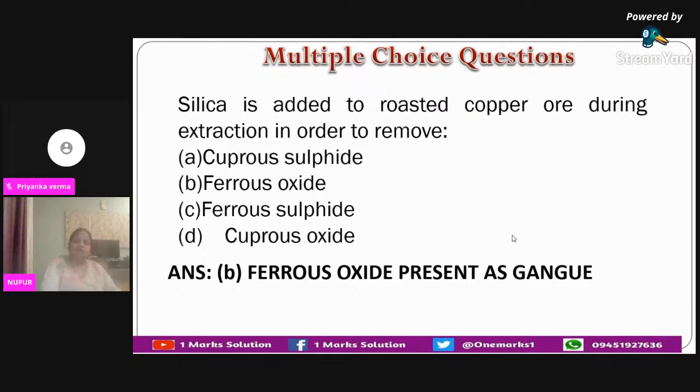So we introduce you to the next term, that is gangue, and gangue is the impurity that is present along with the ore. Flux is that extra substance added to combine with the impurity or gangue. And during smelting, the flux combines with gangue to produce slag.